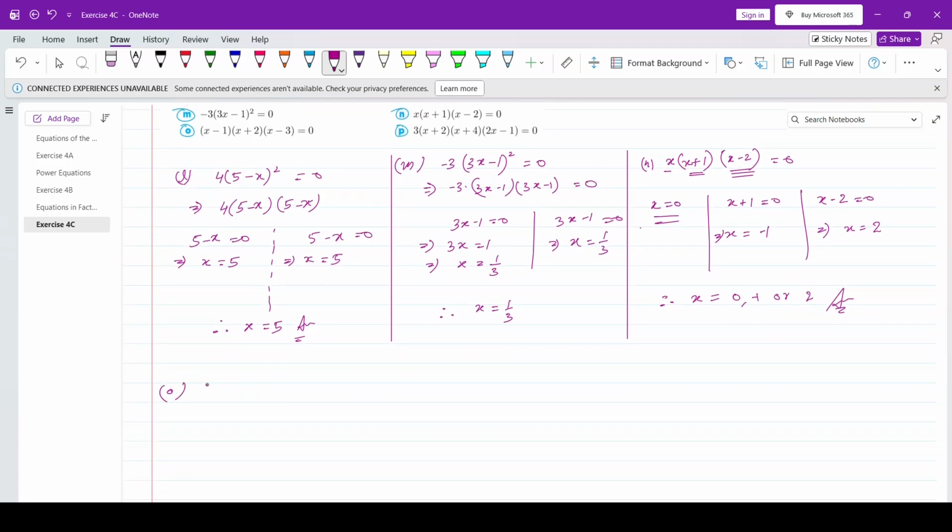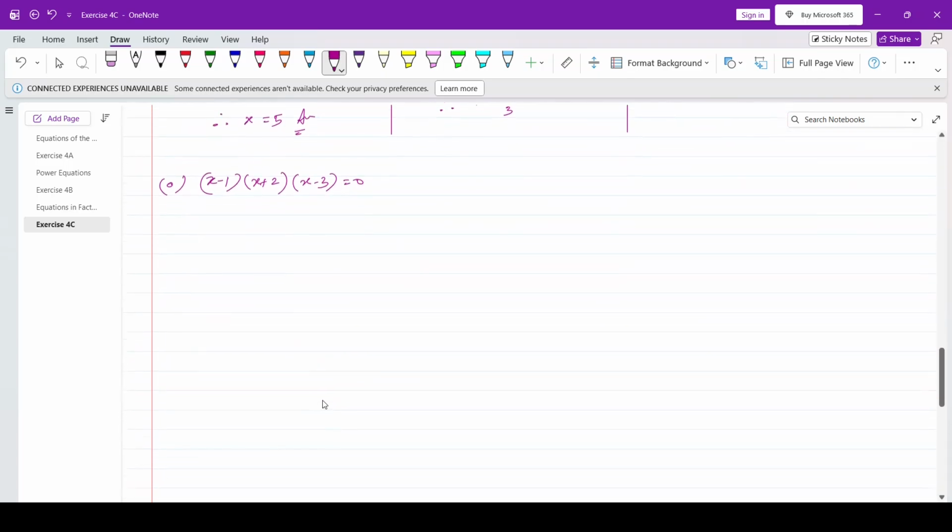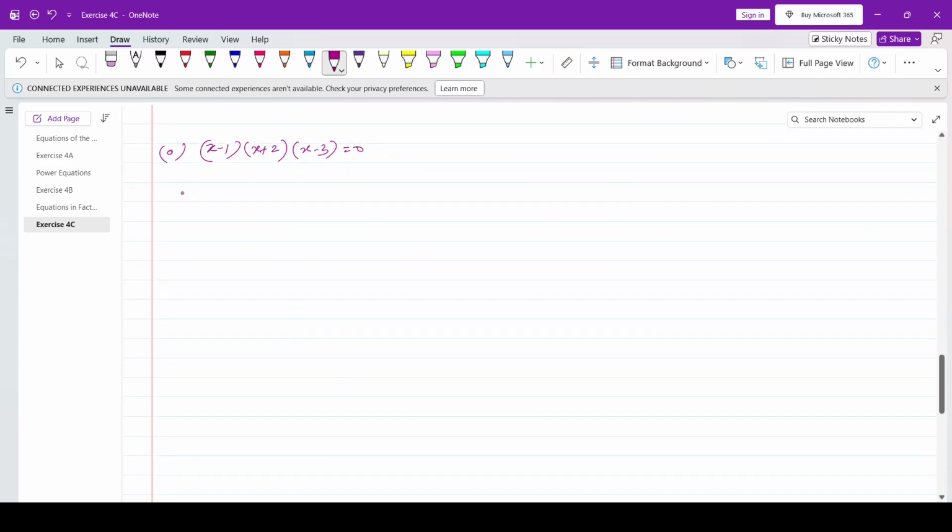x minus 1 times x plus 2 times x minus 3 is equal to 0. This is already in factored form. Therefore, either x minus 1 is equal to 0 or x plus 2 is equal to 0 or x minus 3 is equal to 0. So from here we get x is equal to 1, x is equal to negative 2, x is equal to 3. Therefore, x is equal to 1 or negative 2 or 3.